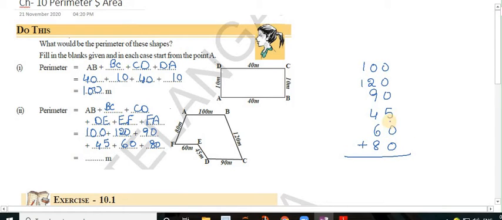So here all zeros, only 5 is there, so 5 will come. 2 plus 9 11, 11 plus 4 15, 15 plus 6 21, 21 plus 8 29 and 2 plus 2 4. So the answer here is 495 meters.